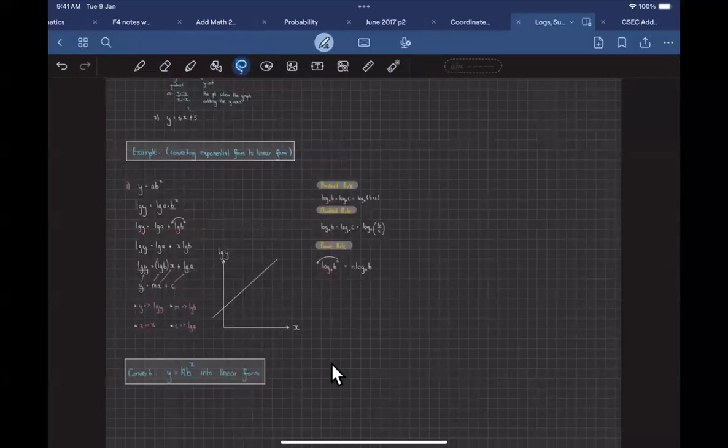Right, so try this question here. I want you to convert y = kb^x into linear form.